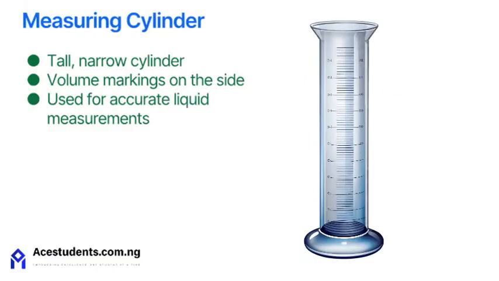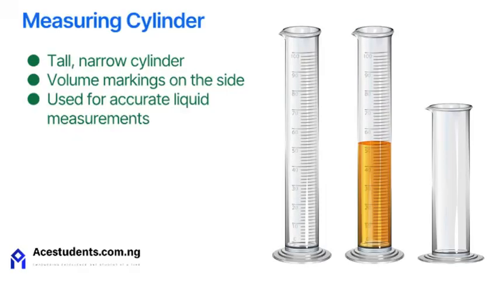Measuring cylinder. To measure liquids accurately, we use a measuring cylinder. The tall shape and marked lines help scientists get precise volumes.